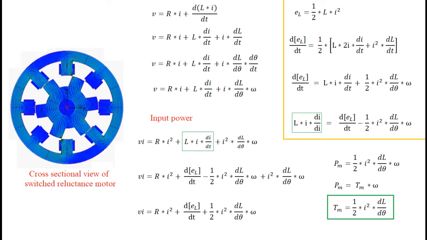Taking away mechanical power, we have a mechanical power Pm as 1/2 I square into dL by d theta into omega, that is shown in the next column. Since mechanical power is a product of torque and speed, we get the equation for torque as Tm is equal to 1/2 into I square into dL by d theta.